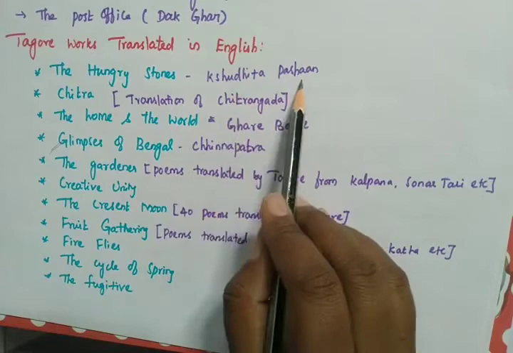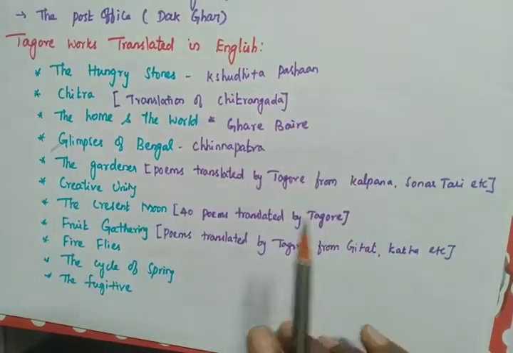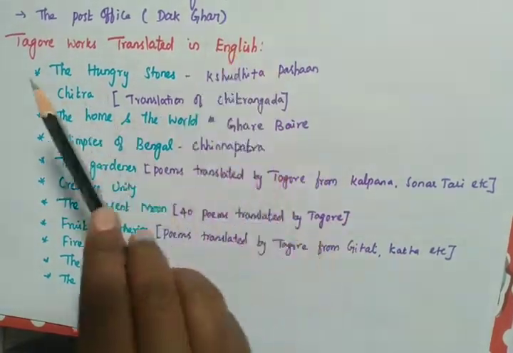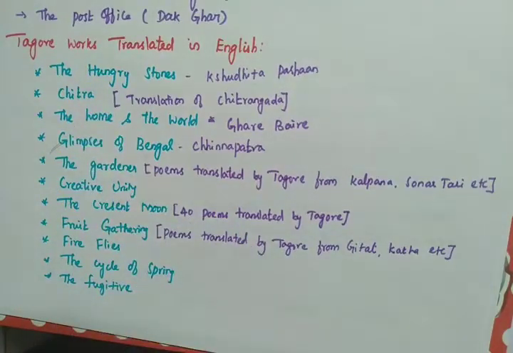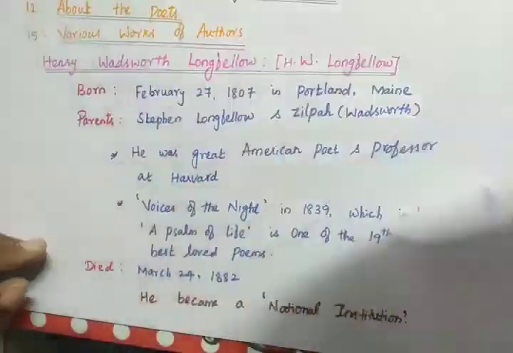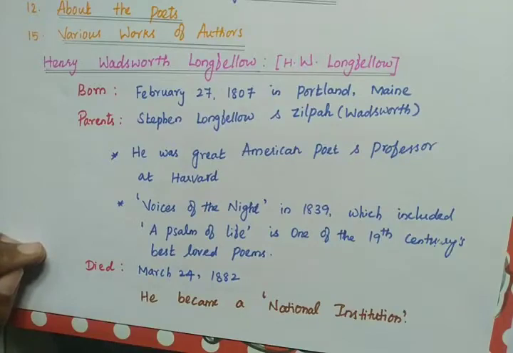And this is its name in Bengali, that is Kshudita Pashan. By saying this you can know these are the Bengali names and they have been translated in English. These are the English names. This is all about Rabindranath Tagore.